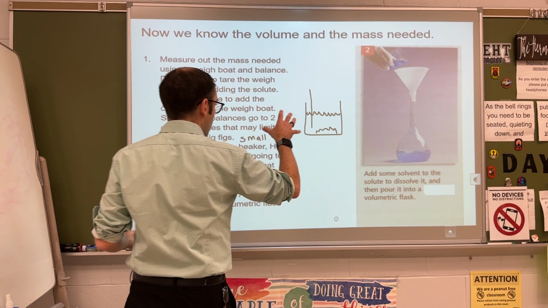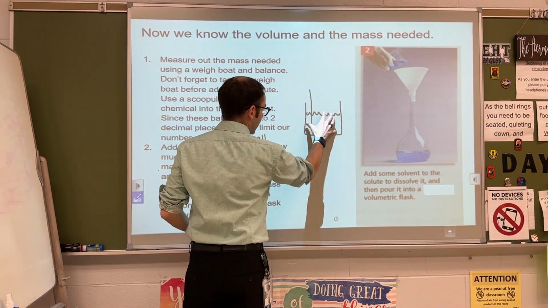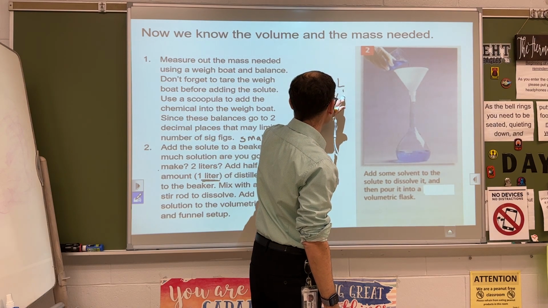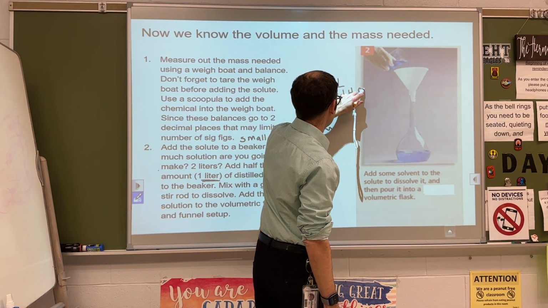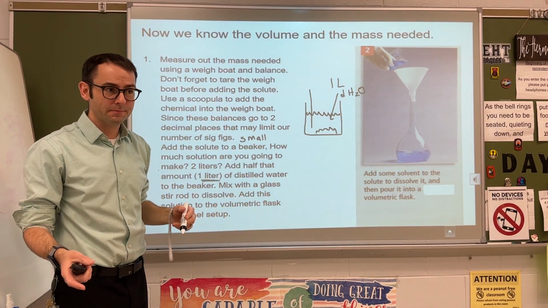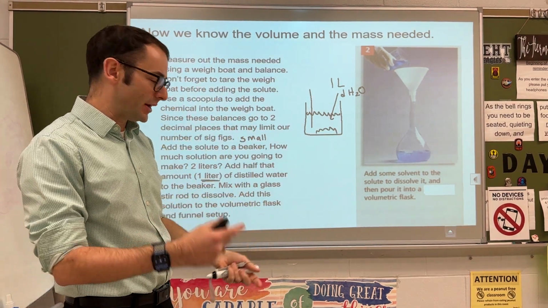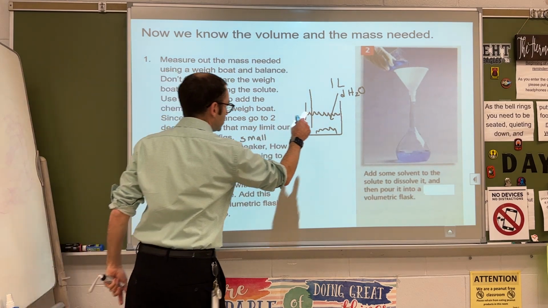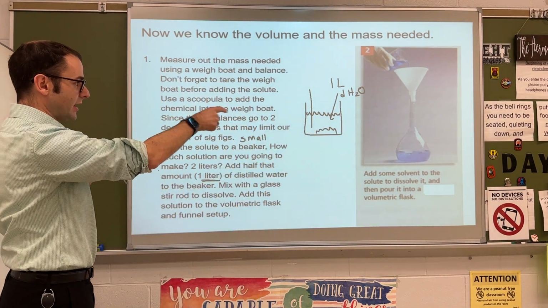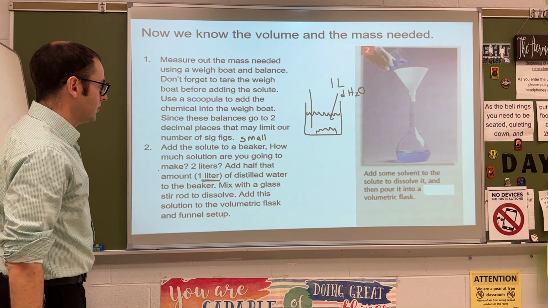Now that's going to be more concentrated than our final product, because this is about 1 liter of distilled water. And remember, we're going to make 2 liters of it, all right? Is everybody cool with that? So we're going to take some, mix it up, and let it dissolve. All of it, or most of it, should dissolve, but it's going to make it a lot easier for us to get it into the volumetric flask next.